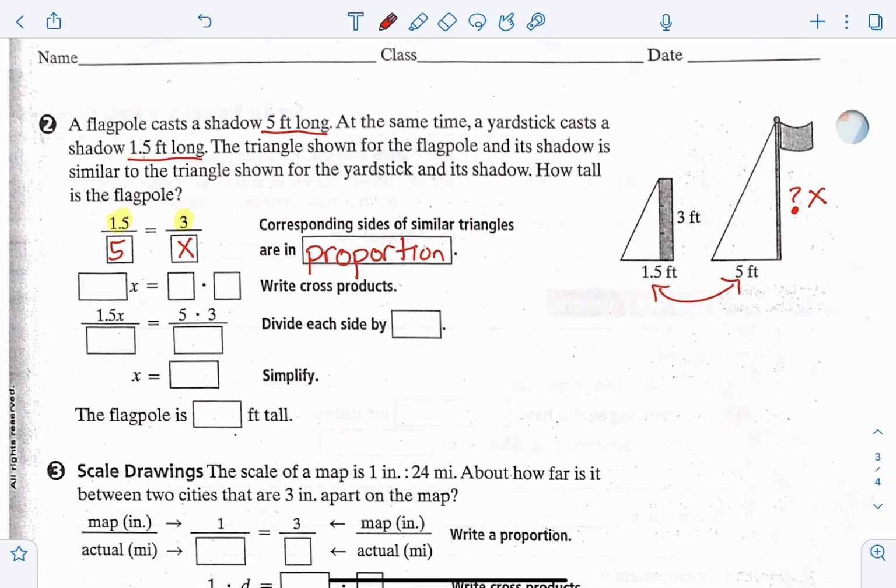So this is going to work to tell us how tall the flagpole is. So our first set of cross products is going to be 1.5 times x. Our second set is going to be 5 times 3. 5 times 3 gives us 15. We have to divide both sides by 1.5 so that we get the x by itself. And we end up with x equals 10. So the flagpole is 10 feet tall.